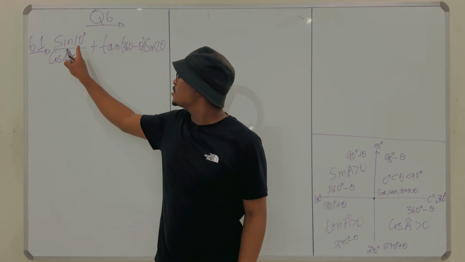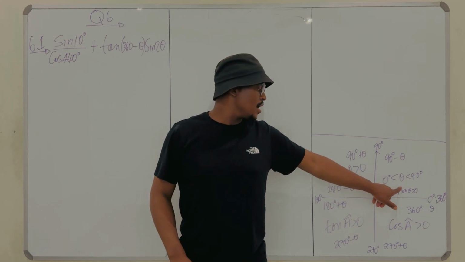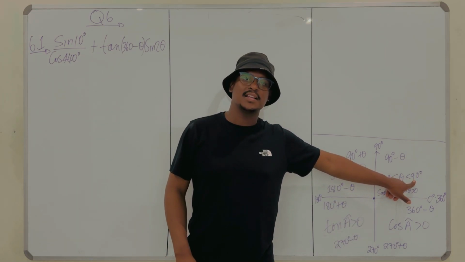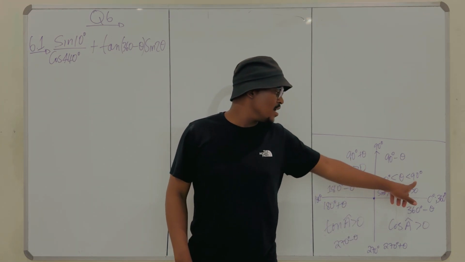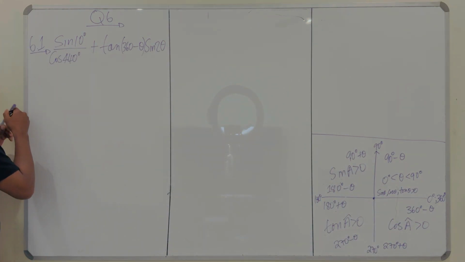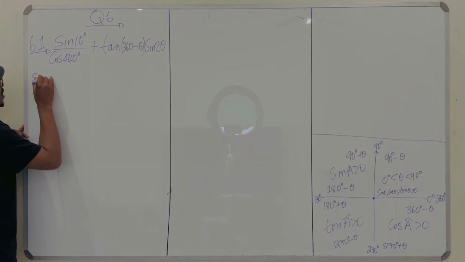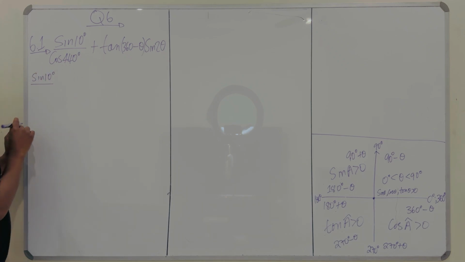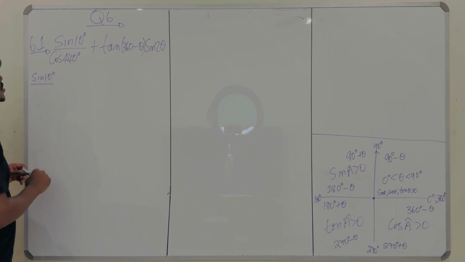So this one is already an acute angle because it is more than 0 degrees but less than 90 degrees. So there's nothing much that you can do there. So you can say, okay, sine 10 degrees over. So what we have there is 440 degrees, right? So it's not an acute angle.